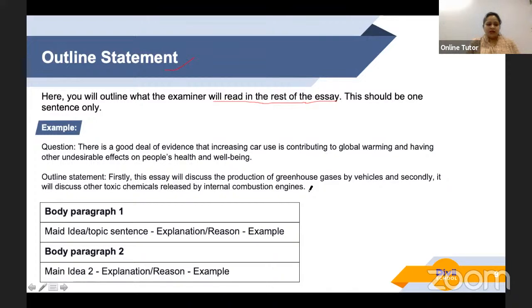Okay. So I hope it's clear that an introductory paragraph would consist of 3 parts: the paraphrase statement, the thesis statement, and the outline statement. Guys, it's very important to write a good introduction. So please make sure that you understand this part very well.